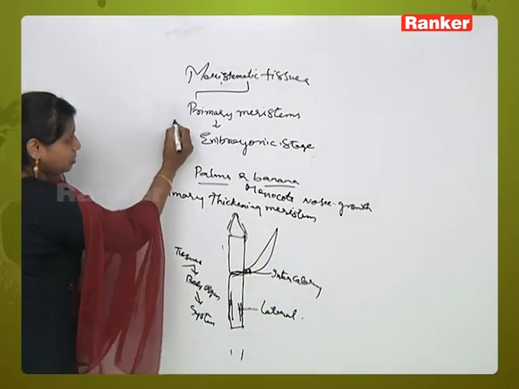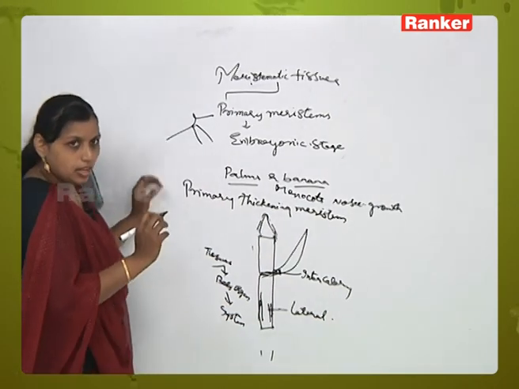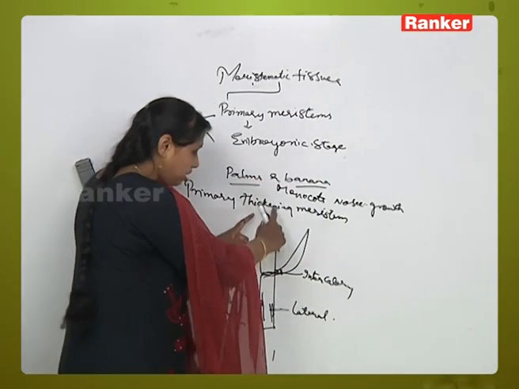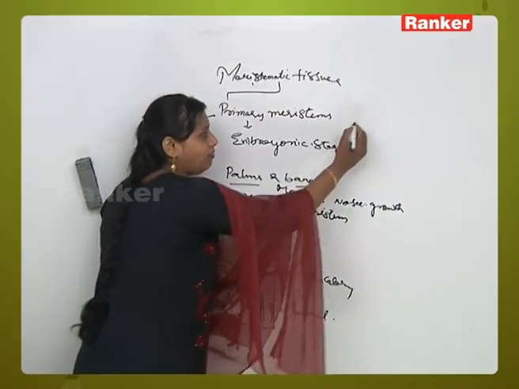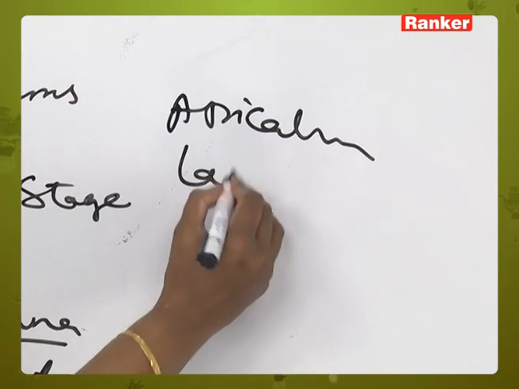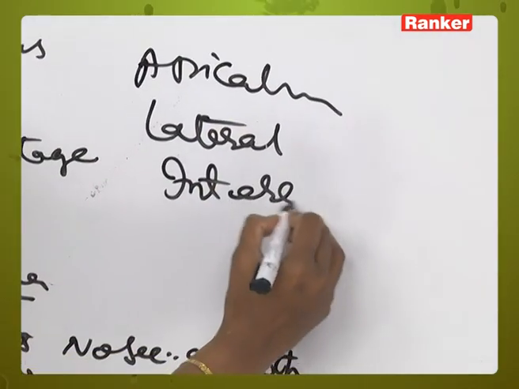When we come here, these primary meristems are again divided into three types. This classification is based on position. If, for example, this is a diagram, depending on the position you can have apical meristem, lateral meristem, and intercalary meristems.